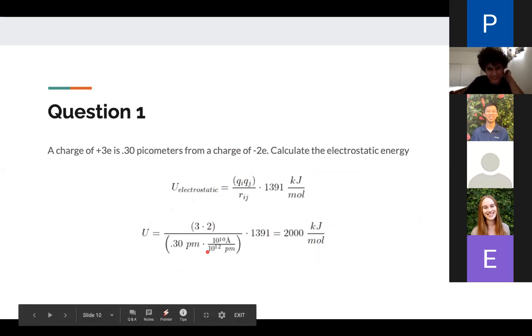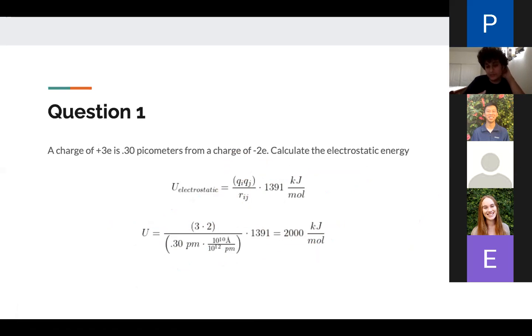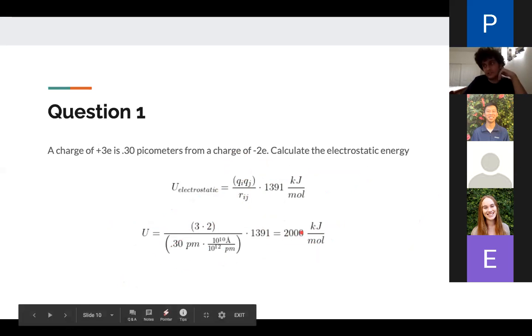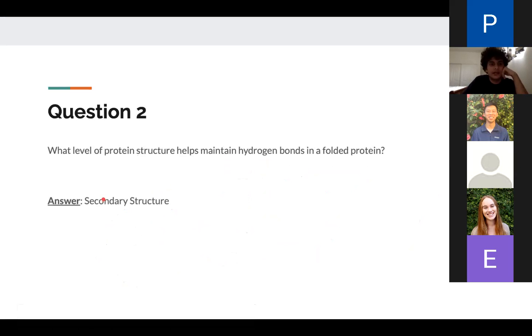And just a note on that, get comfortable as you're going through these next few units doing conversions from picometers to angstroms, micrometers, etc. You'll be doing that a lot, definitely. And question 2, I guess I didn't do this right as well, but what level of protein structure helps maintain hydrogen bonds in the folded protein? Just remember that's going to be secondary structure. It's very important for making sure those hydrogen bonds exist in the protein, because without them, you'd have a lot of destabilization. That is all I have for today.